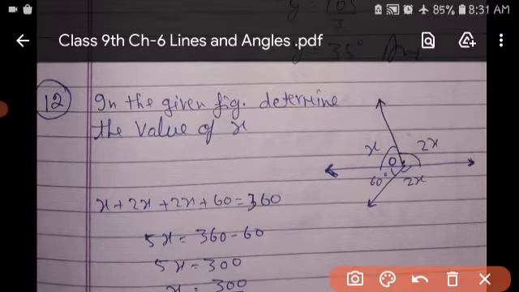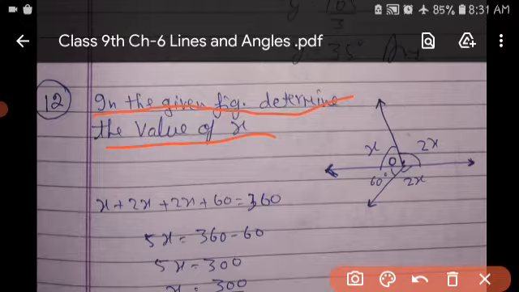Question 12. In the given figure, determine the value of x. These are complete angles. So the sum of all angles is 360 degrees.